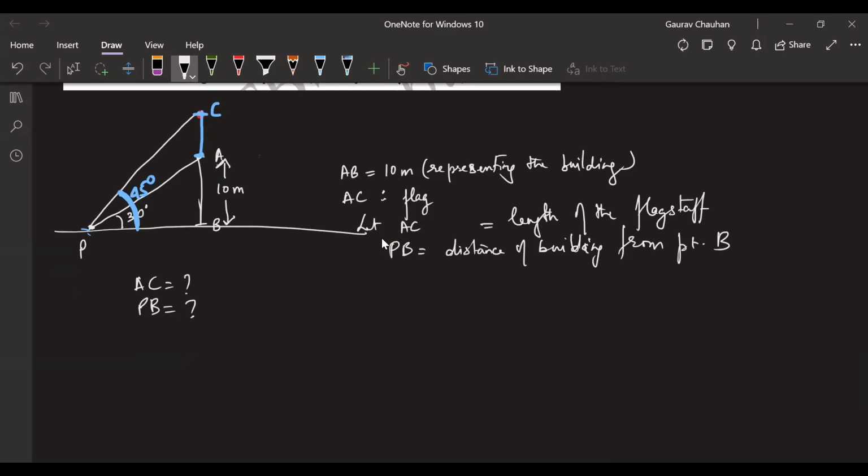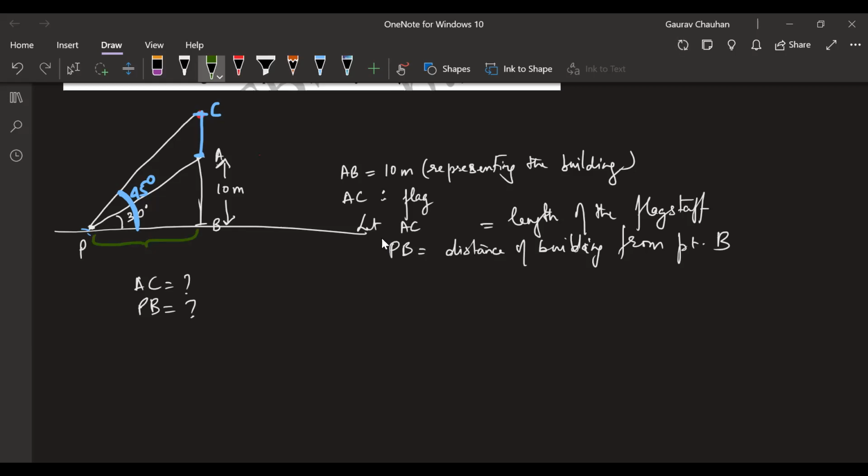To begin with, AC looks a little difficult to find right now, because I need this full thing, and if I have the full thing, I'll find this by subtracting. But to find the full thing, I don't have the hypotenuse or the adjacent side for 45 degrees. So nothing can be done about AC as of now. So I'm looking at PB.